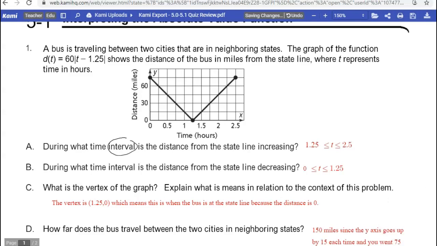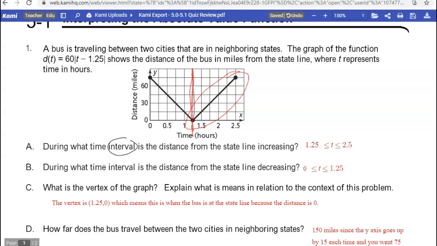Because where is this increasing from? It increases all over in here. So that's why the distance is increasing from 1.25 to 2.5. Same reason why it's decreasing. What is the vertex? Remember, a vertex is a line. So in this case, no, I'm sorry, that's the axis of symmetry. The vertex, I have it written down correctly here.